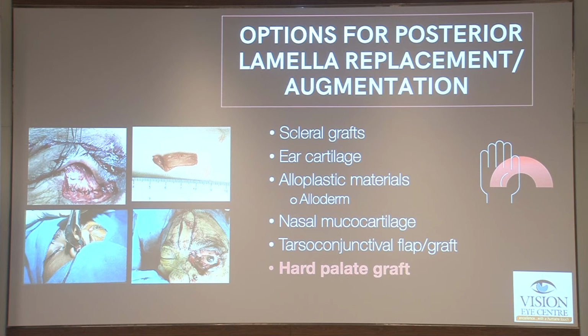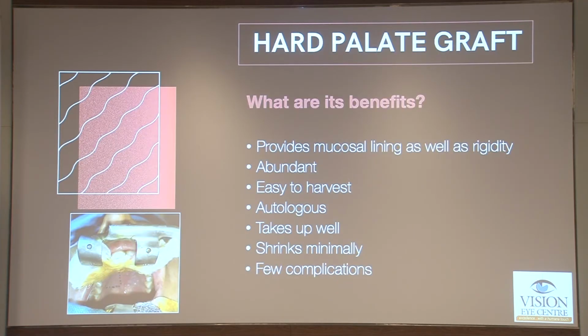The options generally for posterior lamellar replacement or augmentation are scleral grafts, auricular cartilage, alloplastic materials like alloderm, which Dr. Samiksha was talking about, nasal mucocartilage, tarsoconjunctival flaps or grafts, and the hard palate grafts. So what are the benefits of a hard palate graft? It provides a good mucosal lining as well as some amount of rigidity, which you don't get in a mucous membrane graft alone.